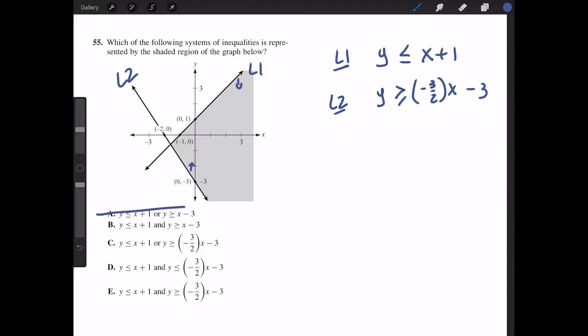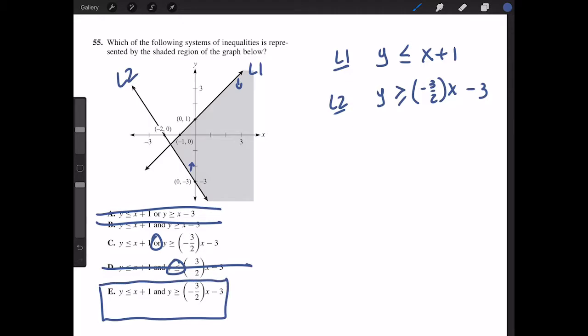Finally, we saw that A and B are incorrect. D is incorrect because it doesn't have the right inequality symbol here for line 2. And so we've already determined that C cannot be right because of the conditional OR, so it must be E.